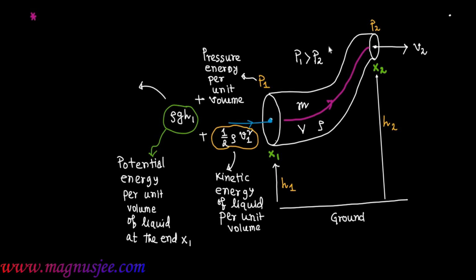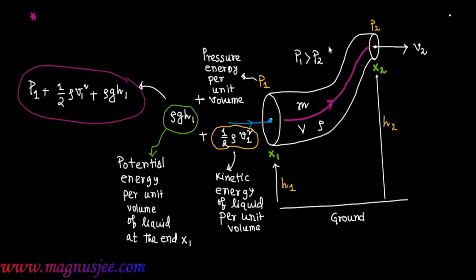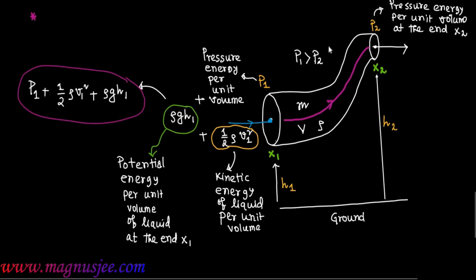We can add pressure energy per unit volume, then kinetic energy per unit volume, and then potential energy per unit volume, that is P1 plus 1/2 rho v1 square plus rho g h1. That is the sum of three types of energy per unit volume. It remains constant. Similarly, at the other end x2, P2 is the pressure energy per unit volume. P2 is also the liquid pressure, and it is also known as pressure energy per unit volume of liquid at the end x2 of the pipe of variable cross section.